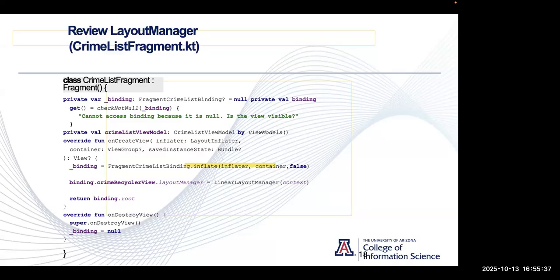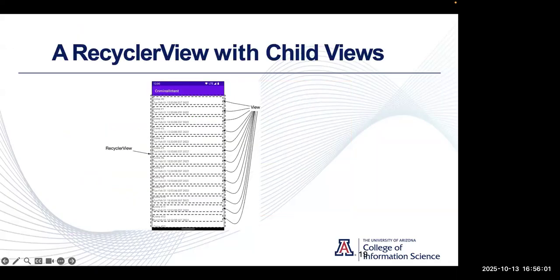The highlight is wrong in here. Let me see. Okay, so in here, we have the binding, and then we have the fragment list binding. We have to inflate and then make sure that the inflater and container, and in this case it was set to false. But pretty much we need to add this line there and there. Okay. So a recycler view with the child views, this is how it looks.